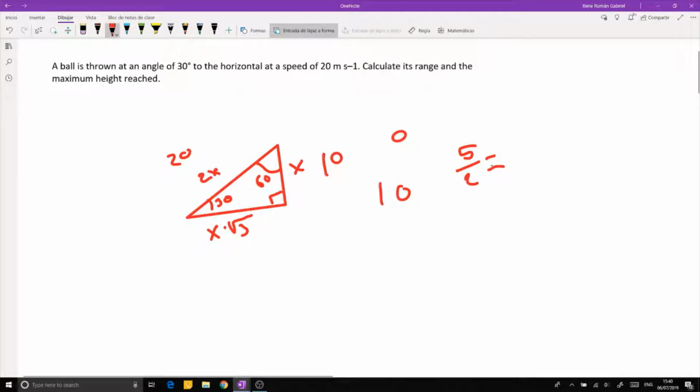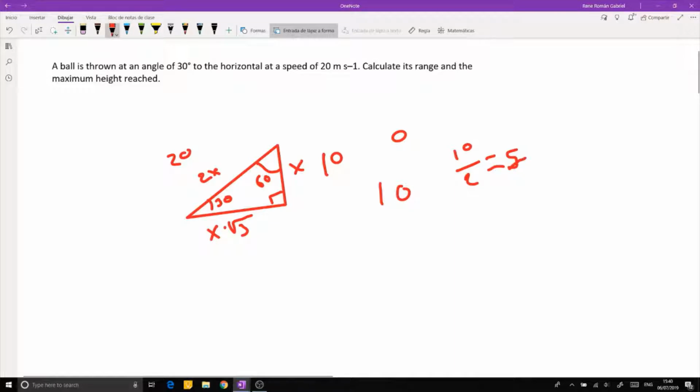10 plus 0 is 10, and then divided by 2, that's 5. So now we know that the height would be 5 meters. Because that's basically all for height.